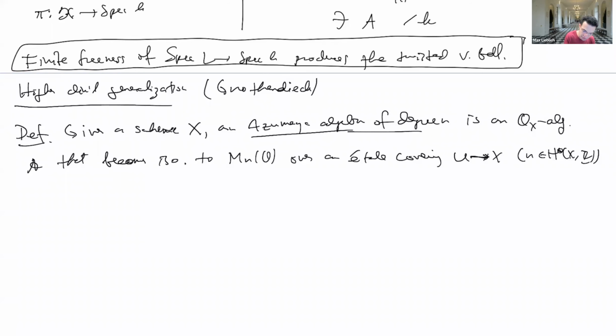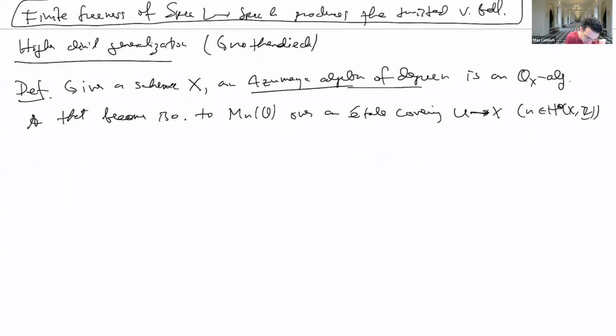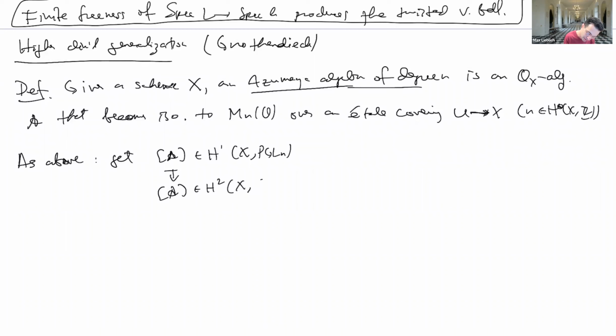Okay, and for such a thing, again, we can make these large and small geometric avatars. So we get a class of A in H1 of X with coefficients of PGL_N. Again, like the étale topology or whatever. Let's just keep that one in mind if that's the one you like. And also a class of A, which I'm writing with the same symbol, in H2 of X with coefficients in G_m.